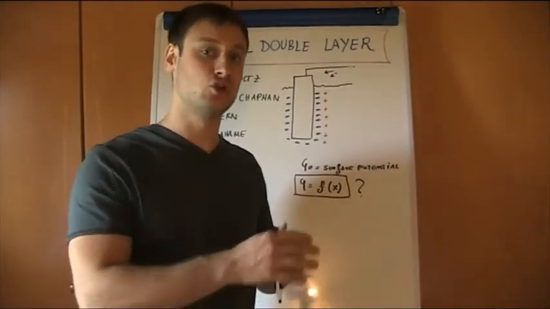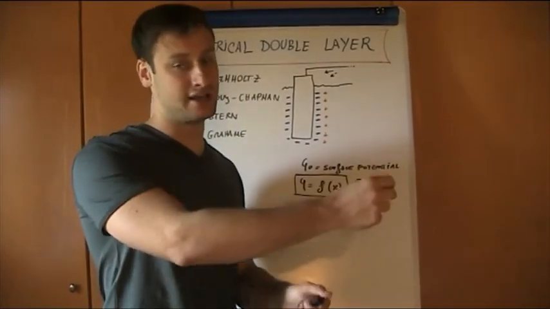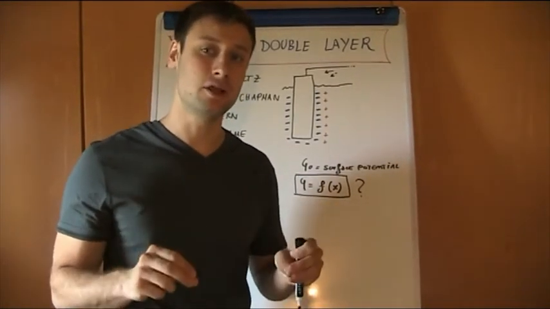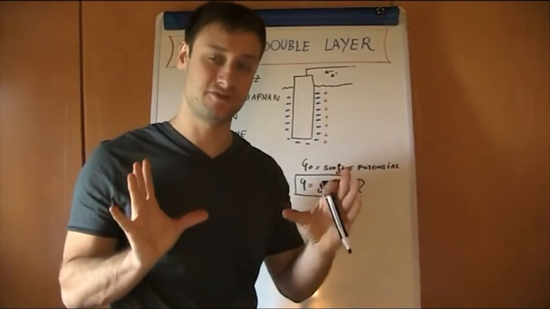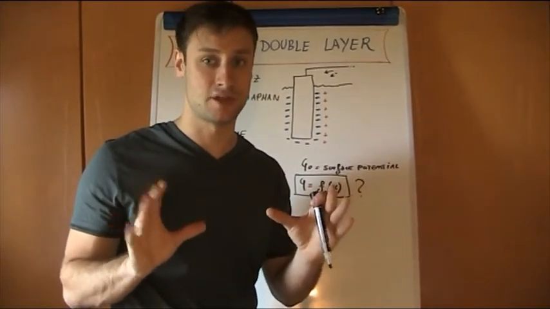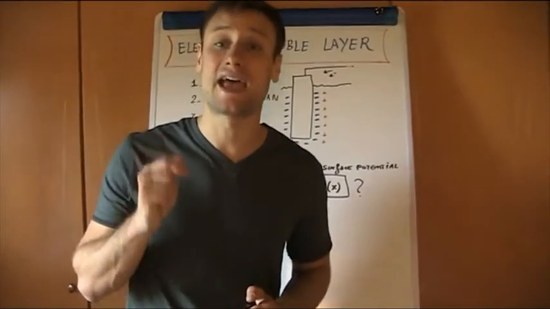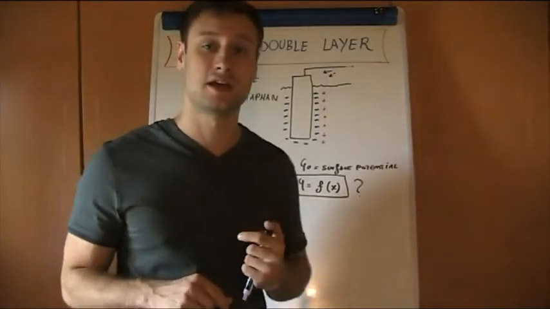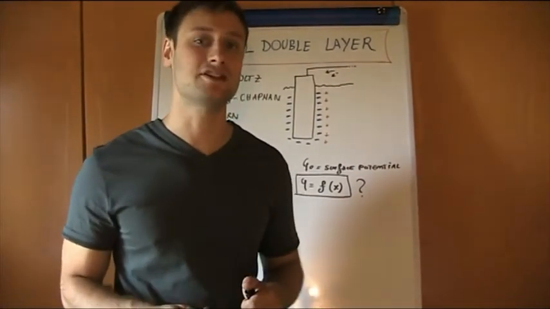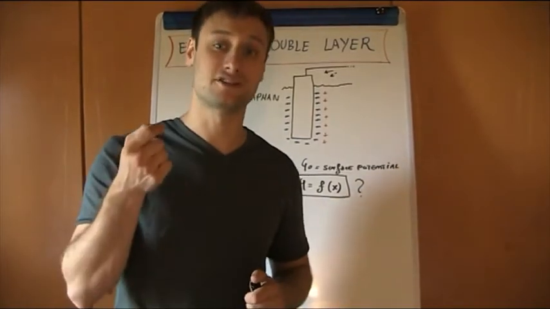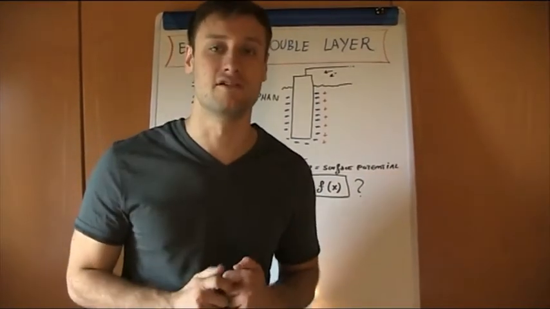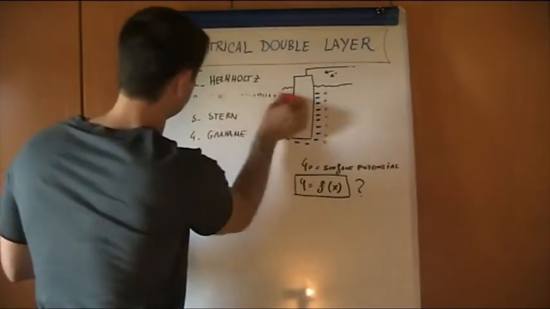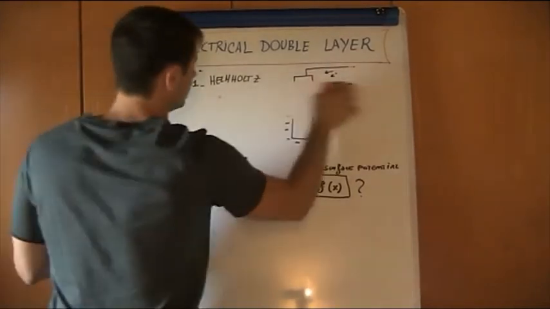We want to describe this profile, and we can do this only if we are able to design a specific model with specific conditions. And so we can start from the oldest one. The Helmholtz double layer model is the simplest. It's the simplest because in this case we are treating the electrical double layer as a plate capacitor. So let's focus our attention on the Helmholtz electrical double layer.